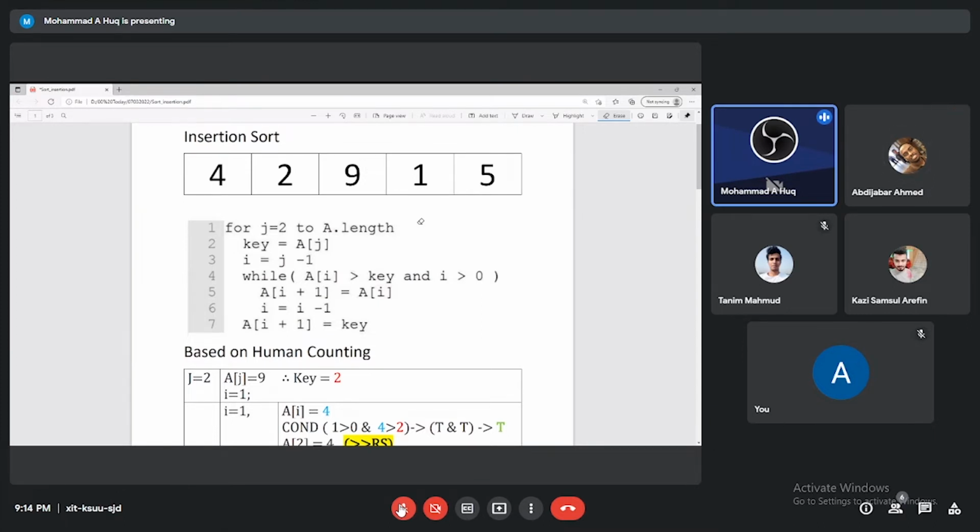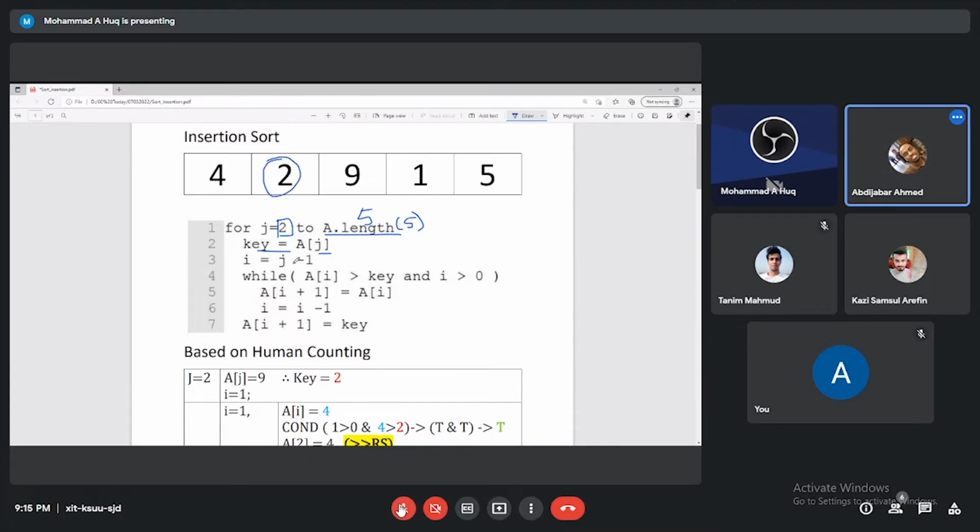So you understood the working principle of insertion sort, okay? Yeah, I know, sir. So now you just read this line: for j equals 2 to a.length. What is a.length here? It is 5, yes? So for j = 2 to a.length, for this example, it is 5. So key will be A[j]. Which one will be the key first? 2.